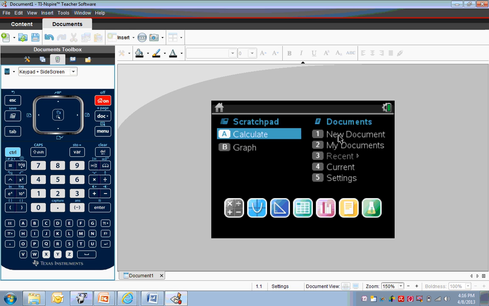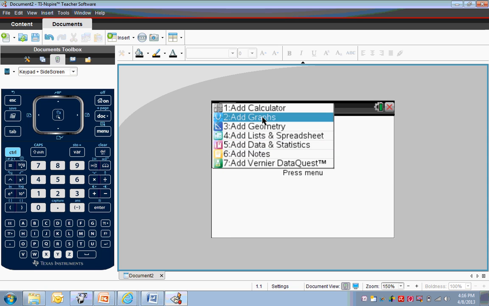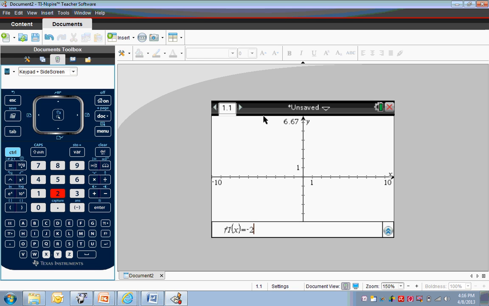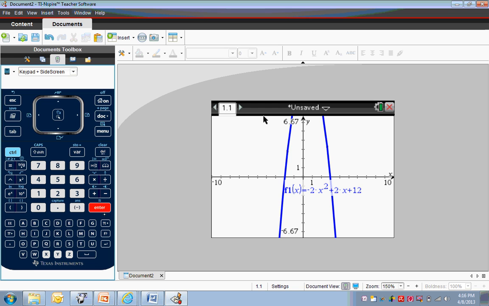So I go to my calculator, go to a graph page, and I type in the function, -2, and our function is -2t squared, but I have to use x because the calculator doesn't know the difference. We have to use x as our input variable. So it's -2x squared plus 2x plus 12. I hit enter, and my graph should pop up.